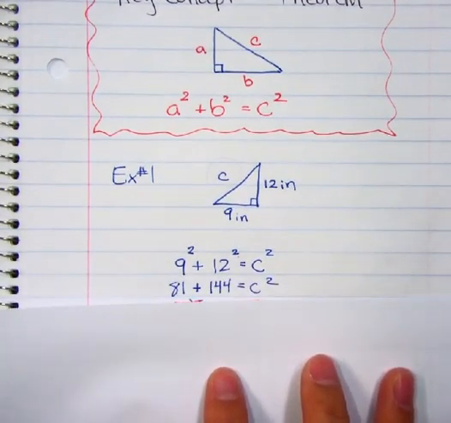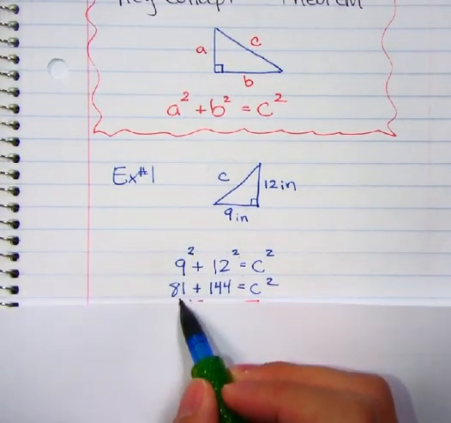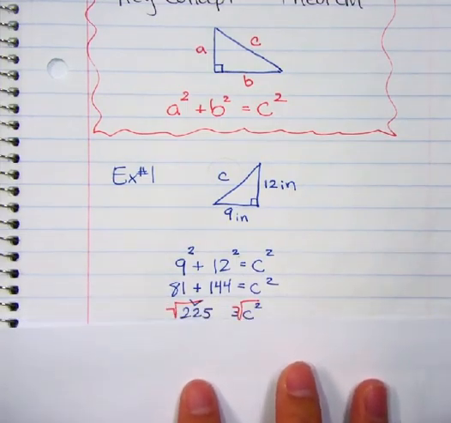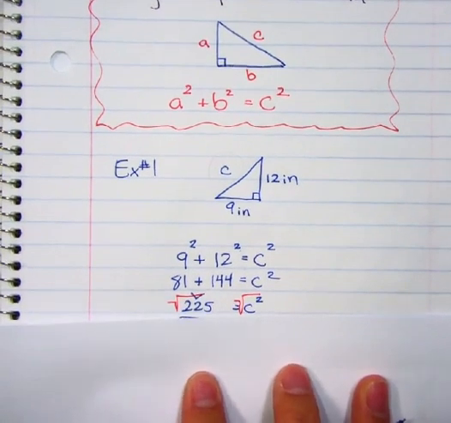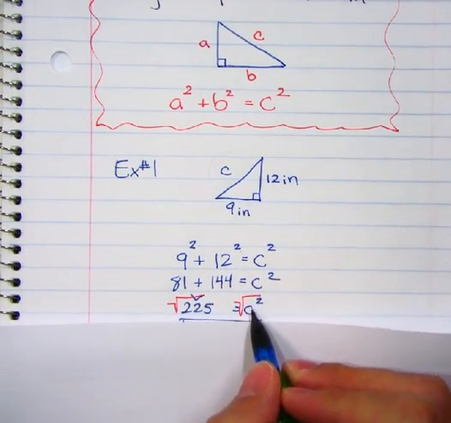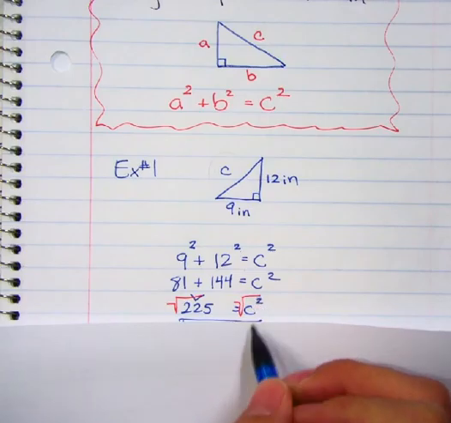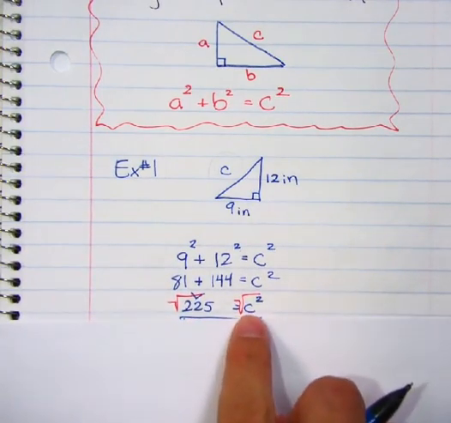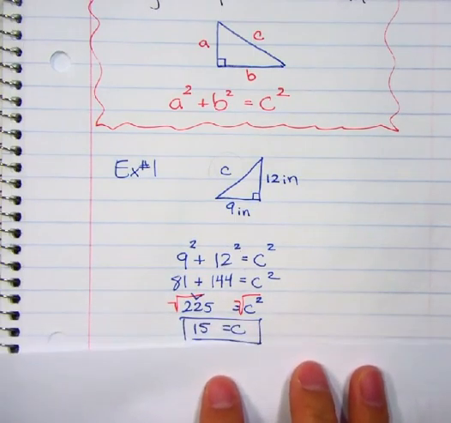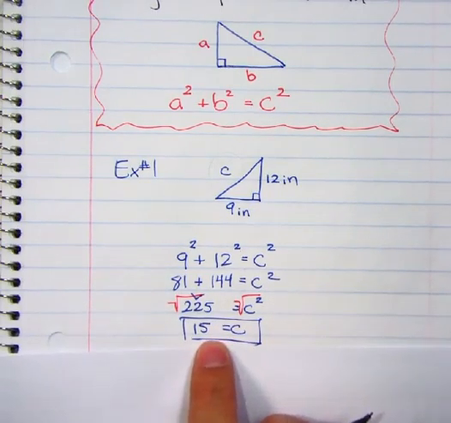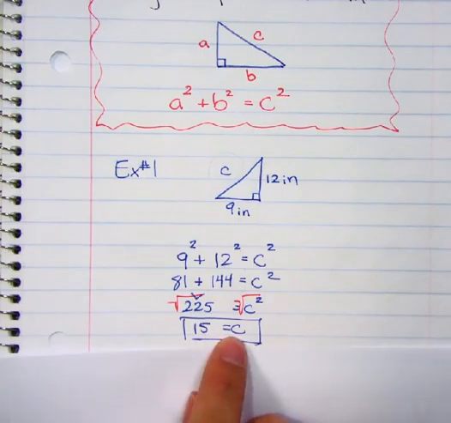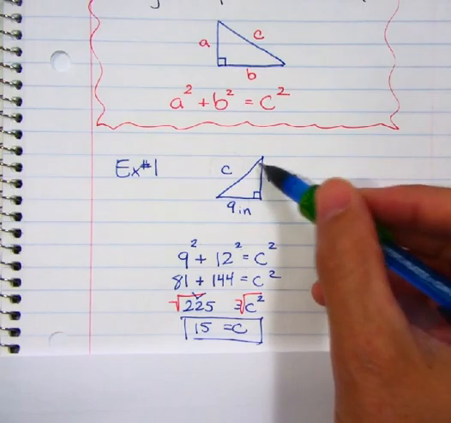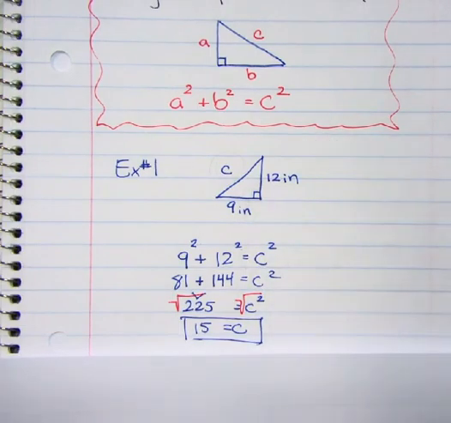So I add those two things up by first going 9 squared, which is 81. 12 squared is 144. Add those numbers together, I get 225. Now, in order to get rid of my squared portion, I do the opposite, which is to square root. So if I square root both sides, I square root 225 and I square c squared, I turn it into my answer, which is 15. 15 is equal to c. So just a proof that 9 squared plus 12 squared equals 15 squared.